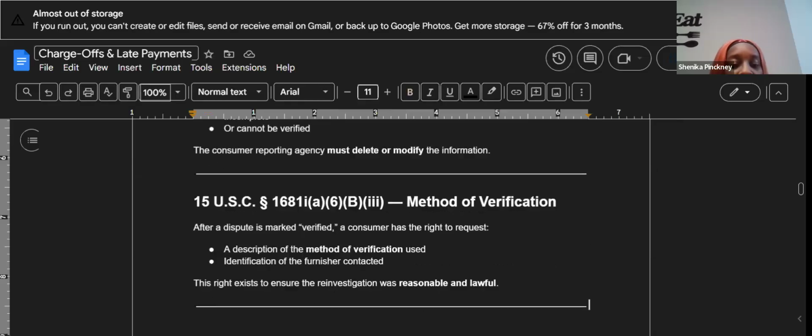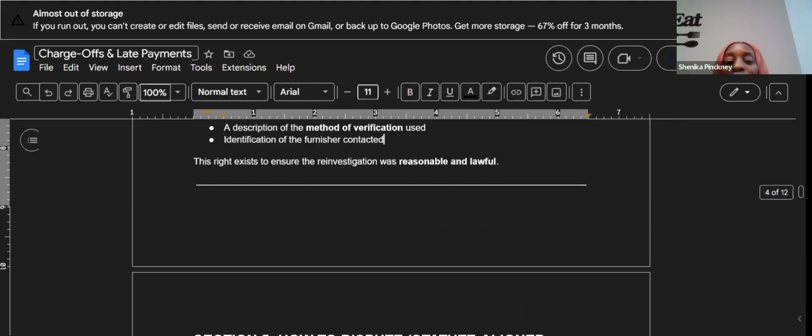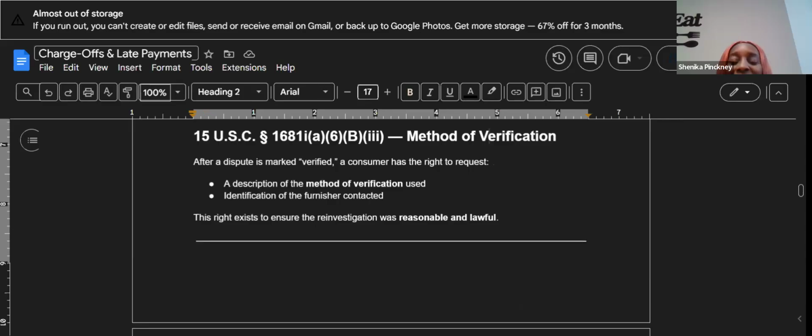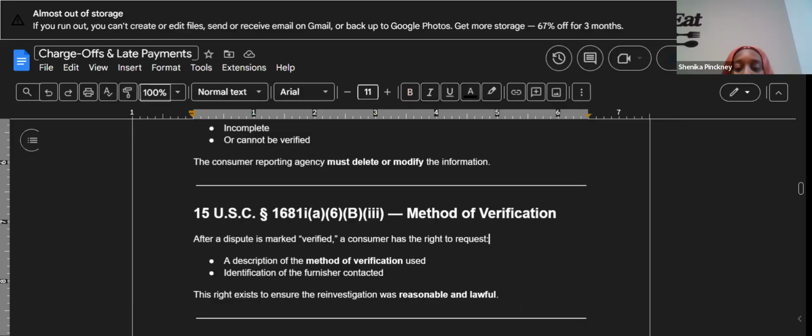All right, now let's go to 15 USC 1681i(a)(6)(B)(iii). This is a method of verification, right? So we know once we actually dispute, the consumer reporting agencies like to reply back that the account has been validated, that the account is verified, and that it's updated. However, they never actually send you any documents or anything to show proof. So this method of verification is simply what you're going to send them. So I just broke it down for you.